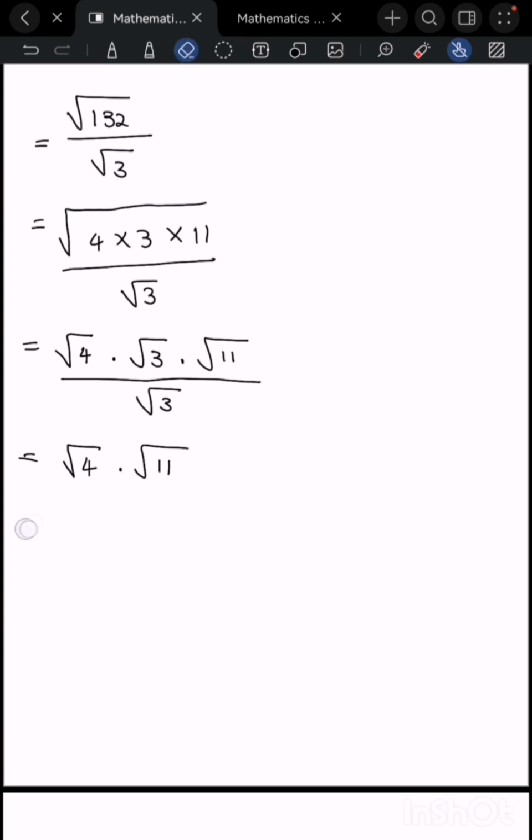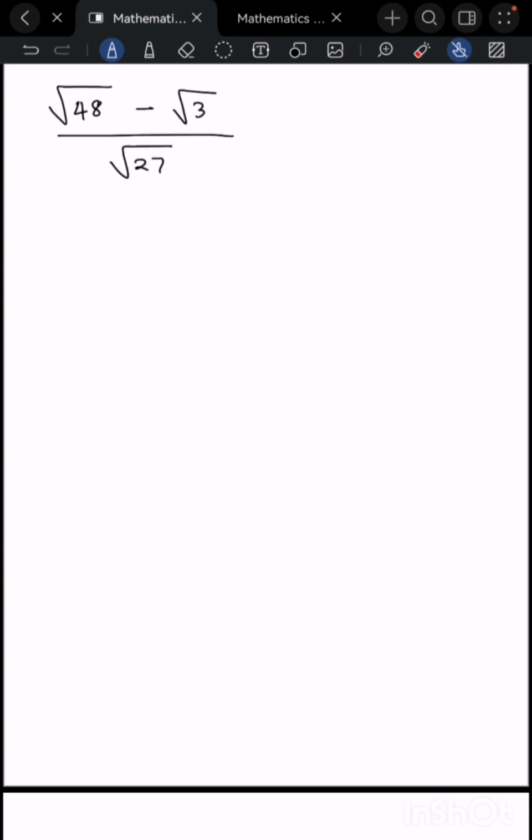And then you say, what is the square root of 4? The square root of 4 is 2. The square root of 11, we can leave it like that. And that is your answer.